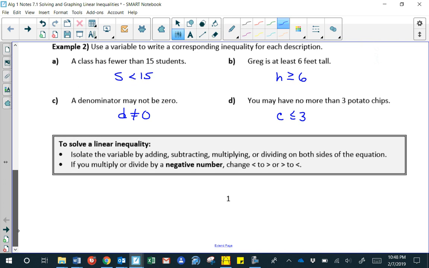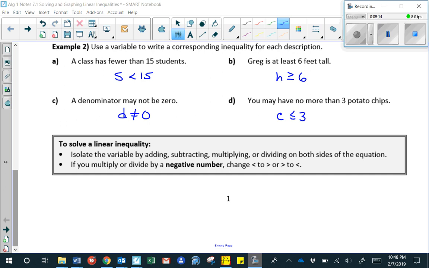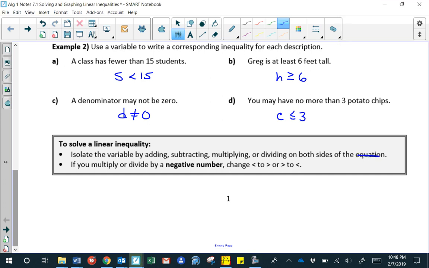When we're solving a linear inequality, we are going to do it in the same way that we solve equations, that is, by isolating the variable on one side of the inequality, by adding, subtracting, multiplying, or dividing on both sides of the inequality. Let's cross that out and write the word inequality there. If you multiply or divide by a negative number, however, we have to change less thans to greater thans or greater thans to less thans.